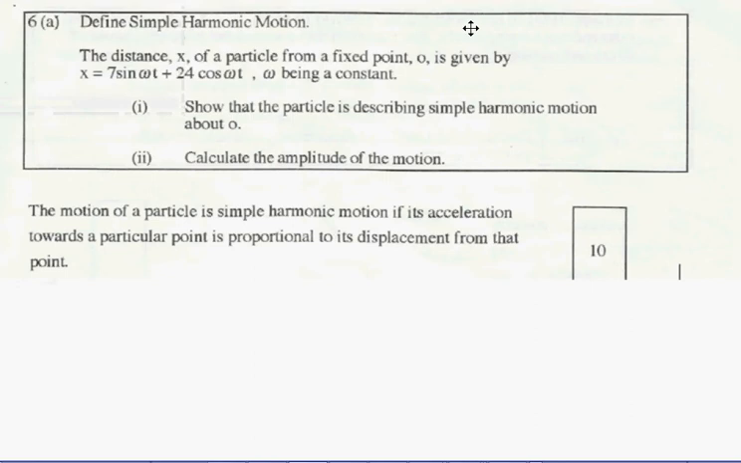This is 1998, question 6. Okay, so 1998, question 6, and what we're saying is to find simple harmonic motion. The motion of a particle is simple harmonic motion if its acceleration towards a particular point is proportional to its displacement from that point, and the acceleration is in the opposite direction to the displacement. So also direction is in opposite direction to displacement.